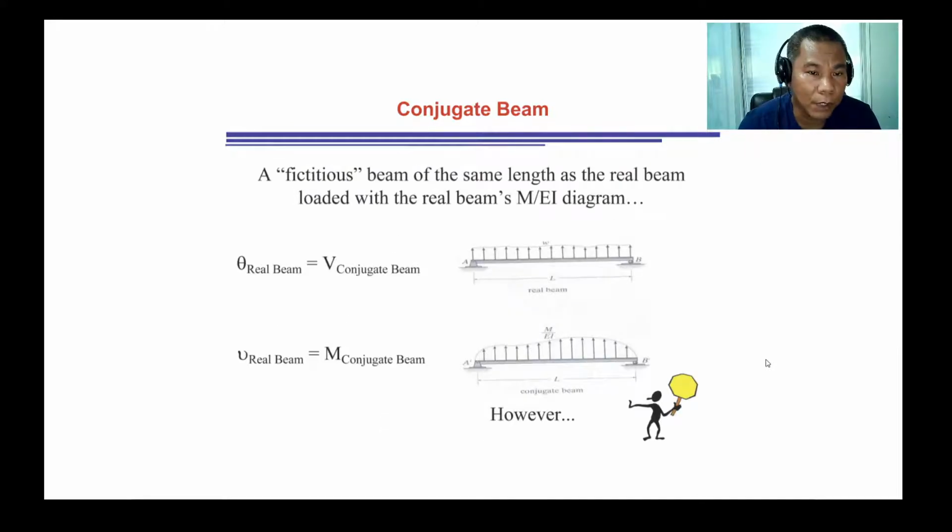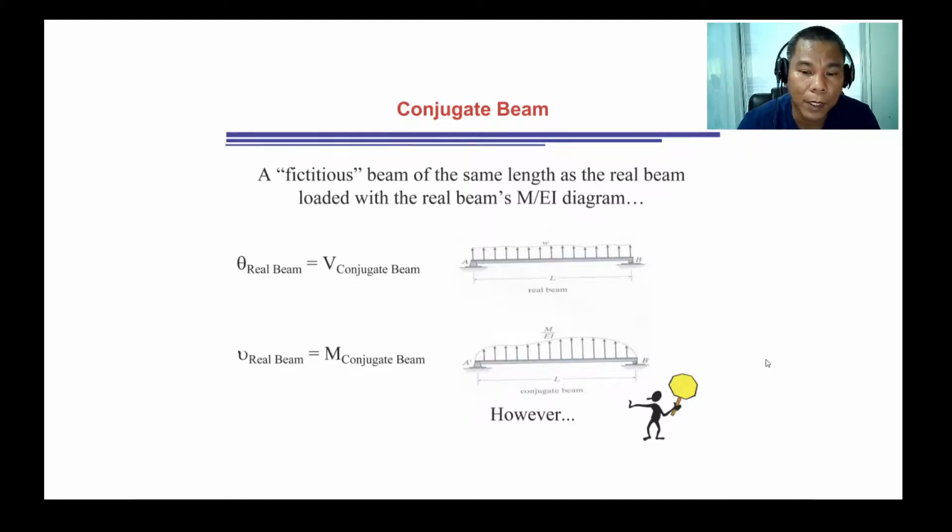For the conjugate beam, this is a fictitious beam of the same length as the real beam, loaded with the real beam's M over EI diagram. So here you need to first draw the moment diagram of your beam, and then divide your moment diagram by the product EI. Here you will see that the slope of the real beam is equal to the shear of the conjugate beam, and the deflection of the real beam is equal to the moment of the conjugate beam.